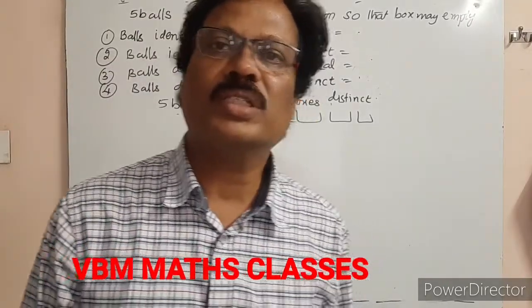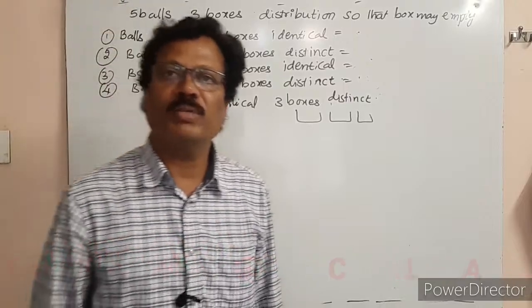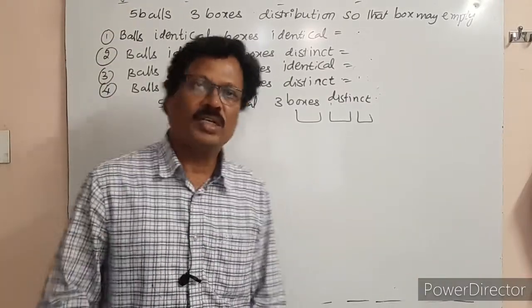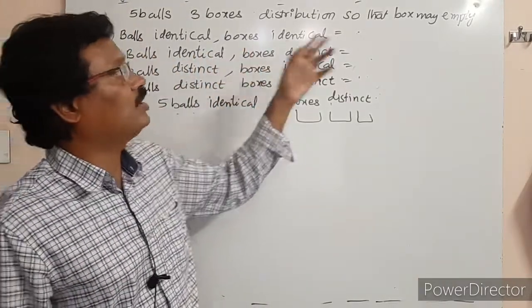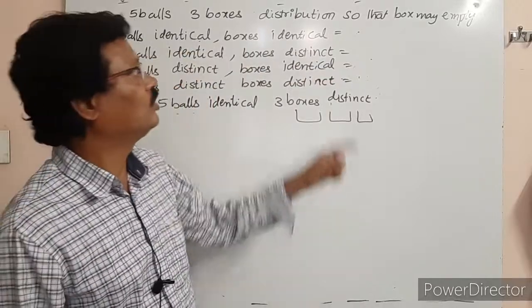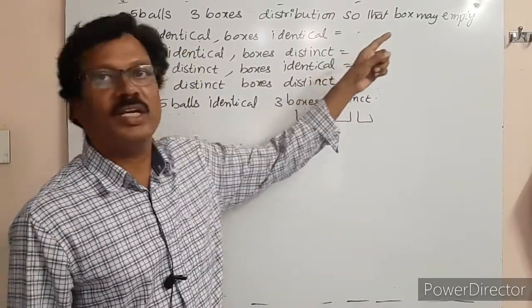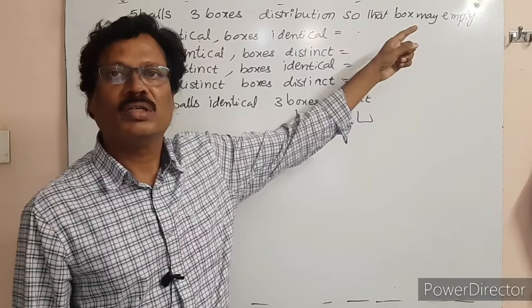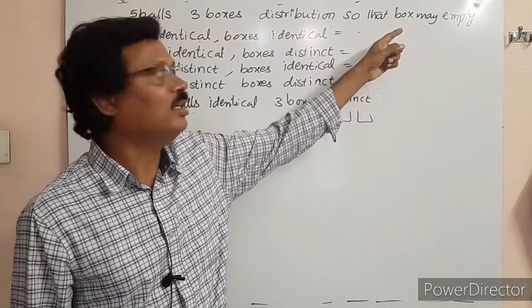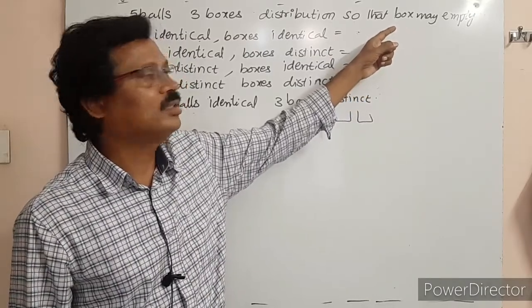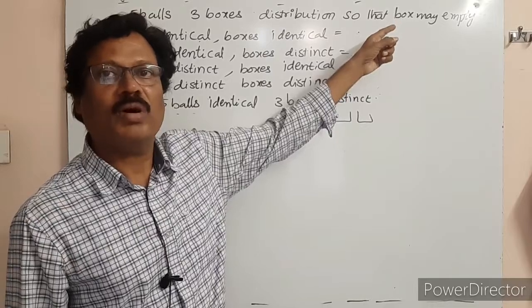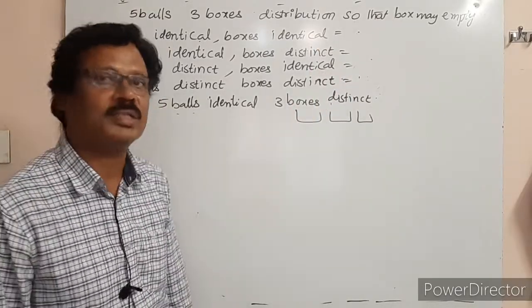Today I am going to discuss a very important point in permutation and combination, that is the distribution of balls into boxes so that a box may contain either 0 or more. That means a box may contain 0 balls or more balls, or we can say the box may be empty also.